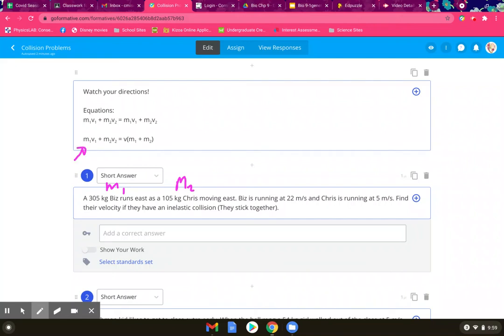So we're going to have Biz is 305 times he's going 22 meters per second plus Chris is 105 and he's moving at 5 meters per second. Now, I did say they're both moving east, so we're going to have both of these be positive. Watch out for your directions because if one was going east and one was going west, you would have to make one negative. So then that's going to equal their joint velocity times their masses added together.